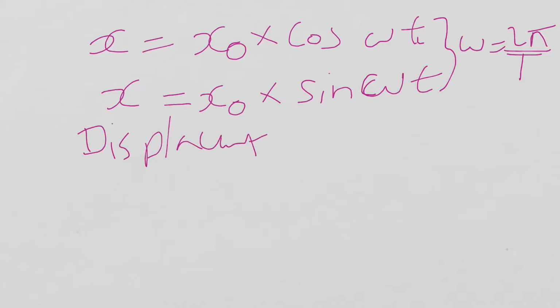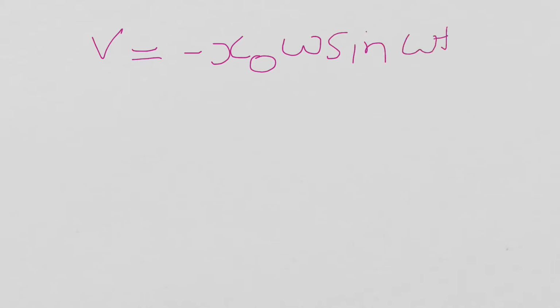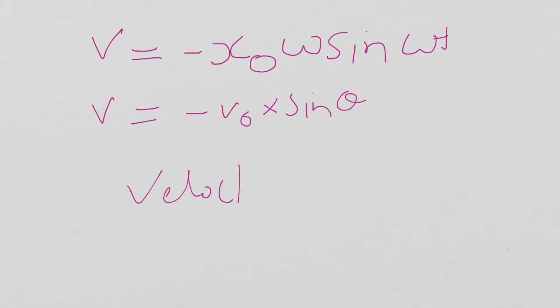Velocity also we have derived. So velocity will be given by negative maximum displacement, omega, sine omega t, and this velocity we can also find using our cos value as minus maximum velocity into sine theta. So we have derived this velocity. These formulas you need to know while solving the sums.